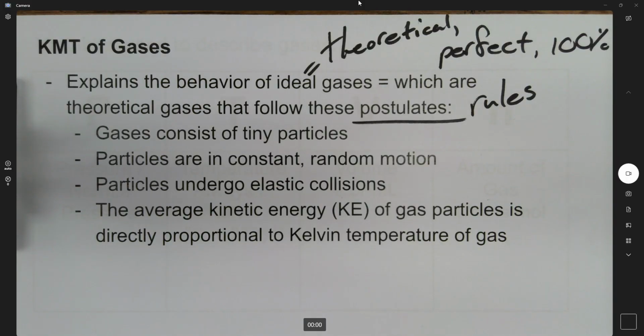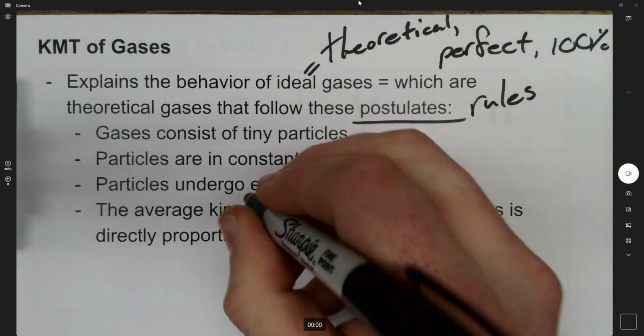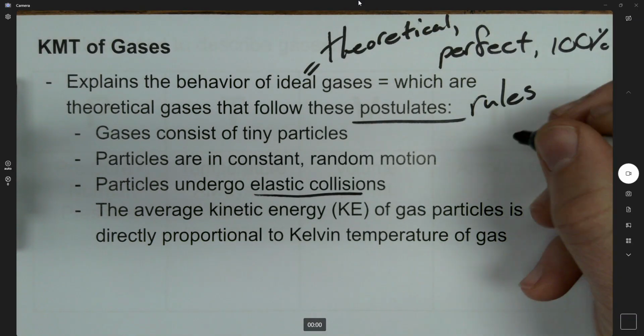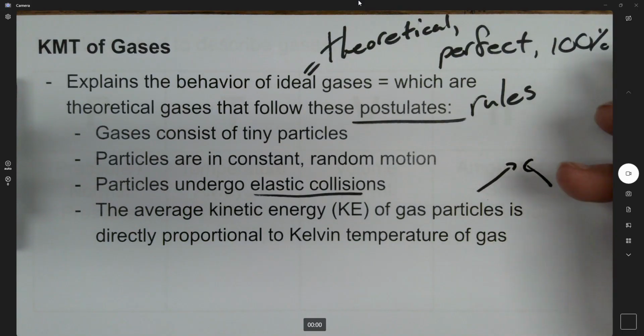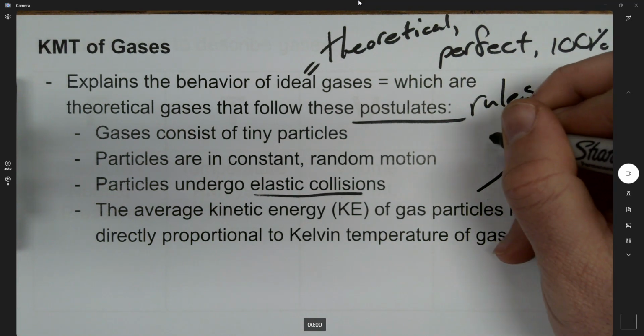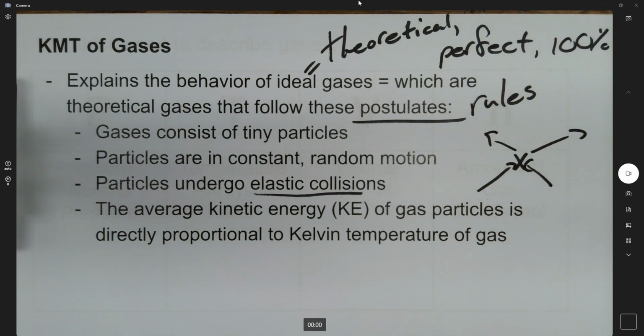They're not only colliding against the container, but they're also bouncing off each other. They undergo elastic collisions. That means as one gas particle flies up, another gas particle flies up, they make contact with each other and they go in opposite directions. Elastic collisions just mean they bounce off each other.